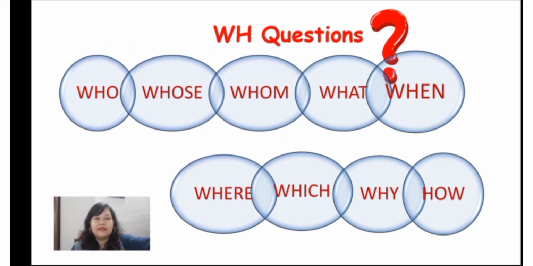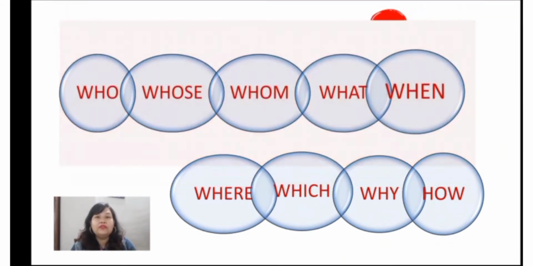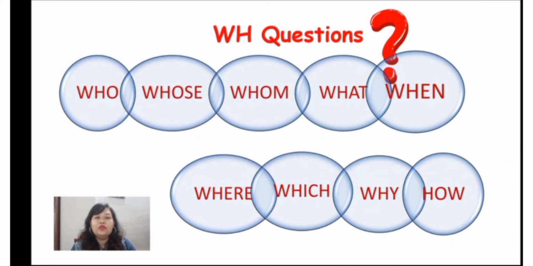WH questions are questions starting with WH words including who, whose, whom, what, when, where, which, why and how. And we use them to ask a question for any information. Okay, that means when we expect an answer other than yes or no.